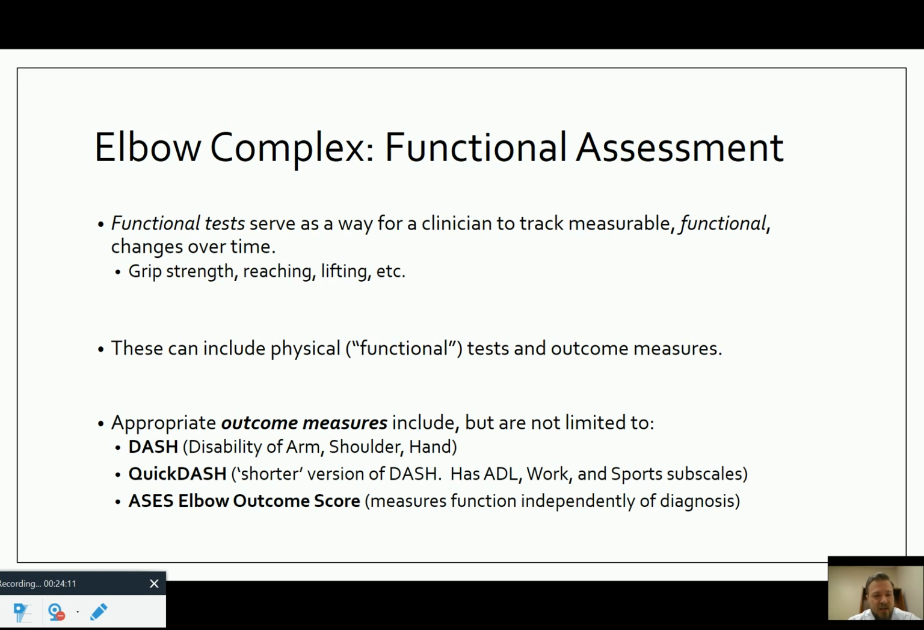and what things are important to them. And then you have the ASES, which is the American Shoulder and Elbow Surgeons Elbow Outcome Score. This measures function independently of diagnosis. So I believe the other ones do as well, but those are more involved in the entire upper extremity. The Elbow Outcome Score is made specifically for elbow patients.